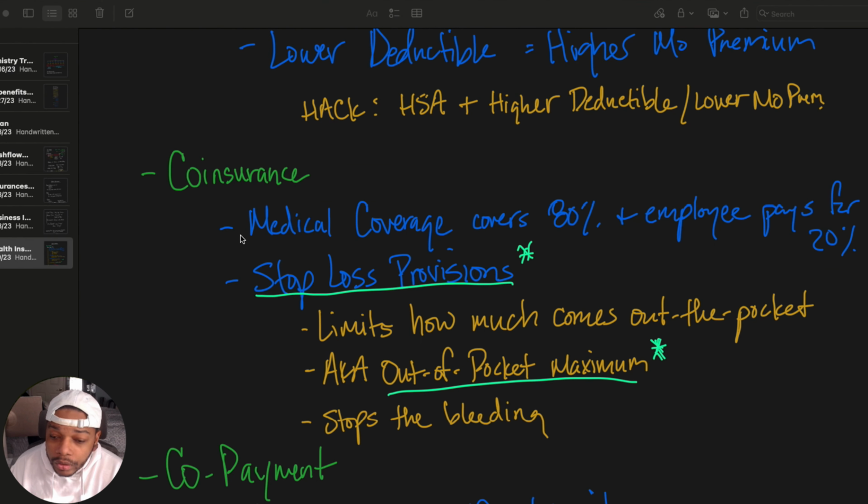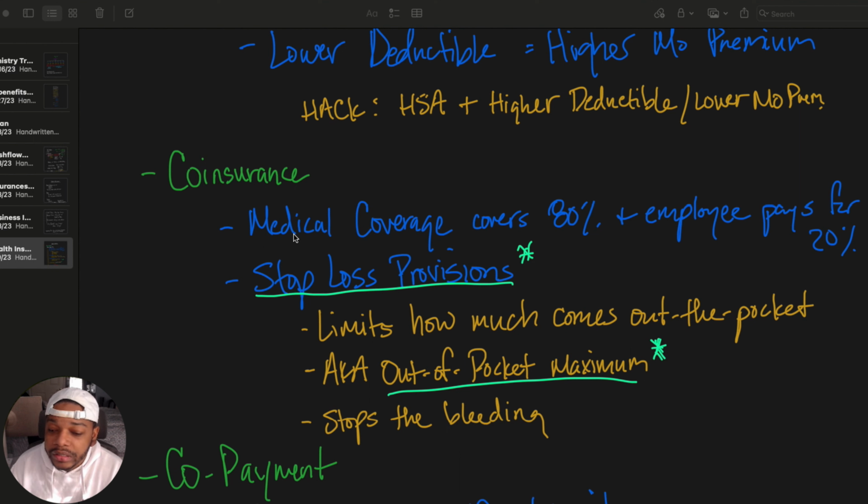Co-insurance, right? Co-insurance is pretty much medical coverage that covers 80% while the employee pays for 20%. So remember the 80-20 rule, right? So the medical coverage covers 80% and the employee pays for 20%. That's co-insurance, which means that you're both contributing. That's what you would call a contributory plan, right? Where the employee and the insurer are paying for it at the same time.